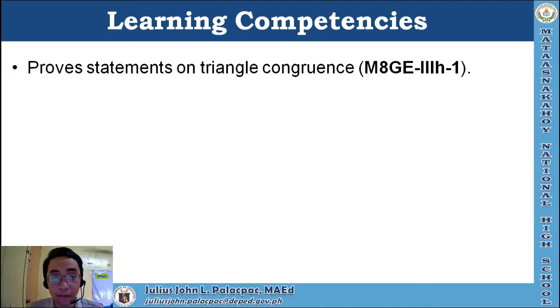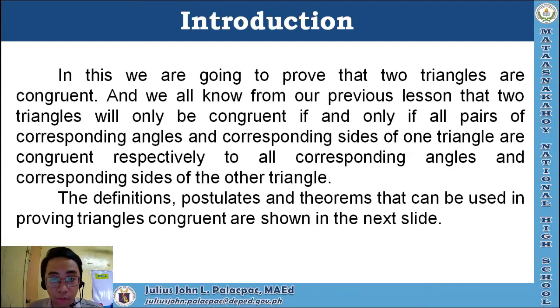Kaya, yung mga lessons natin or topics natin review lang last week. In this, we are going to prove that two triangles are congruent using two-column proof. May statement, tapos may reason pa rin. And we all know that from our previous lessons that two triangles will only be congruent if and only if all pairs of corresponding angles and corresponding sides of one triangle are congruent.